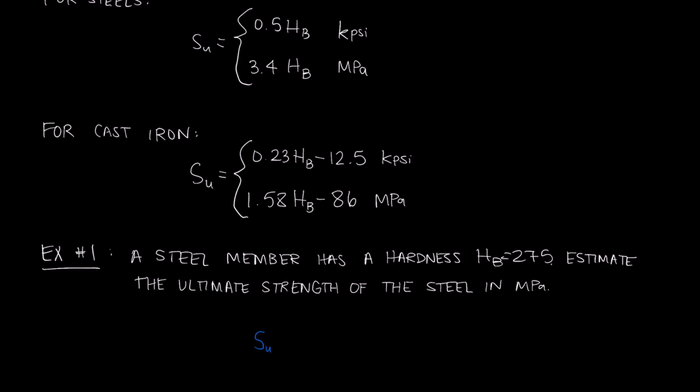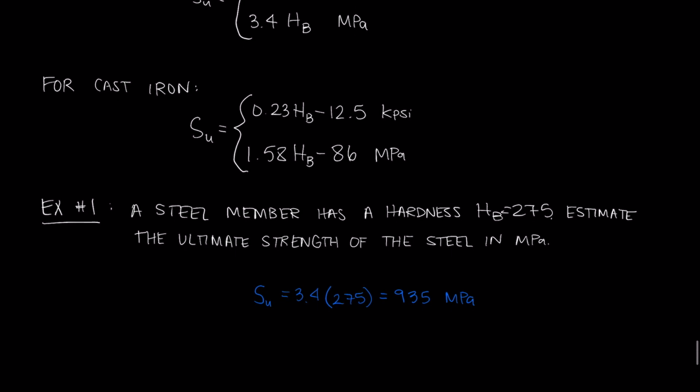For the ultimate strength, we're going to use the equation for steels because we're told it's steel, and we want the answer in megapascals, so we use the bottom line of the equation. Our ultimate strength is equal to 3.4 times our hardness number, which was 275. So our ultimate strength in megapascals is 3.4 times 275, which is 935 megapascals. Got that one? Let's try one more.